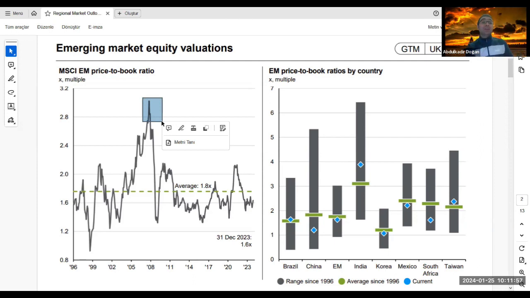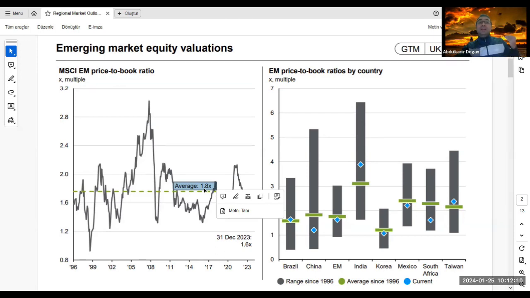So if the price to book ratio is higher than the average, please look at the average here. The average is 1.8. This directly reflects that during approximately 27 years, the Amazon real average value for the price to book ratio is 1.